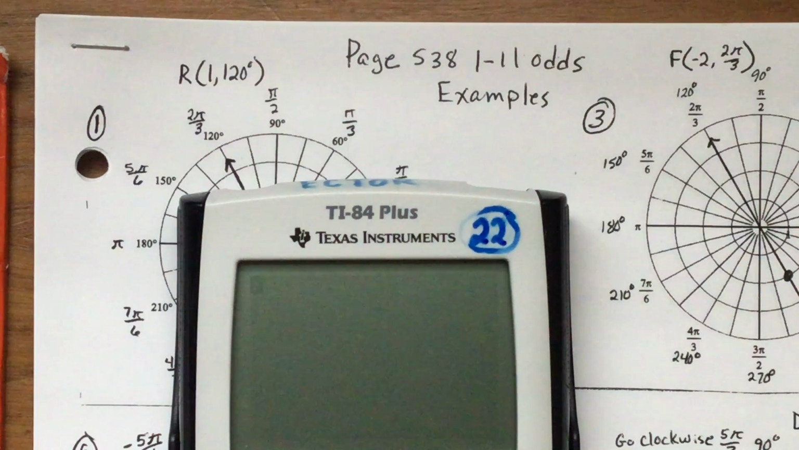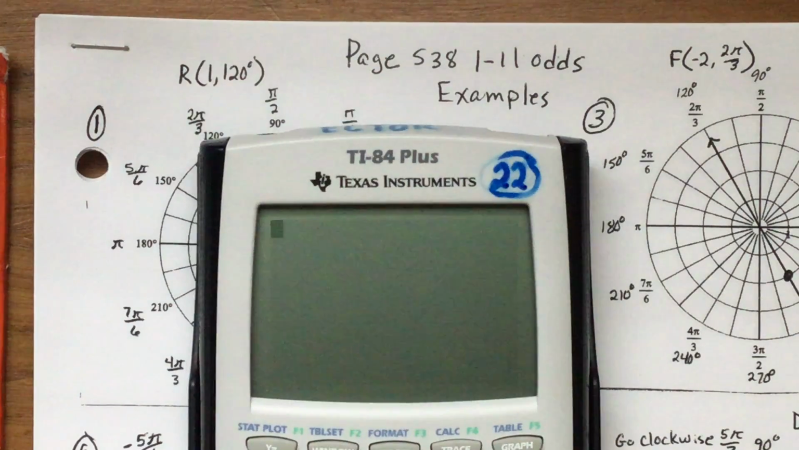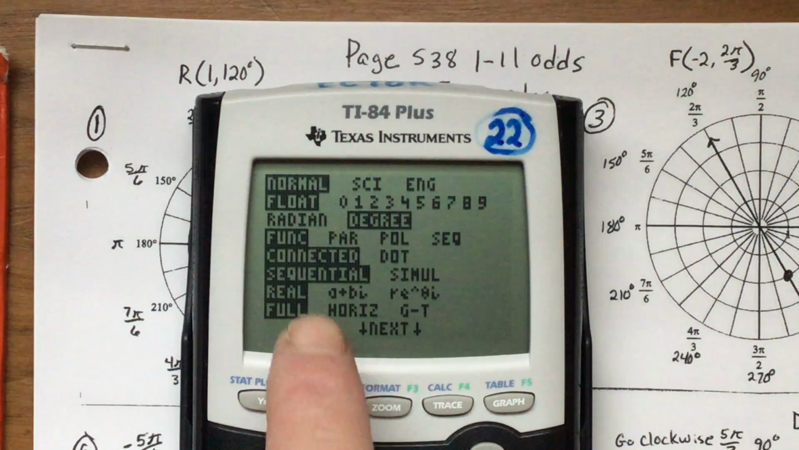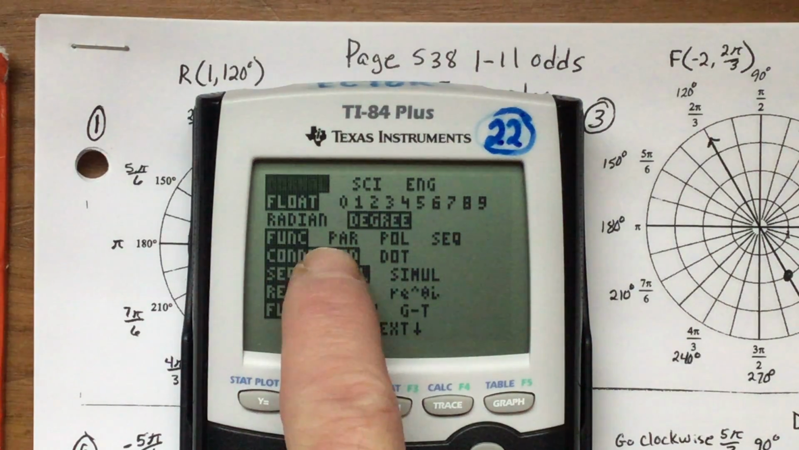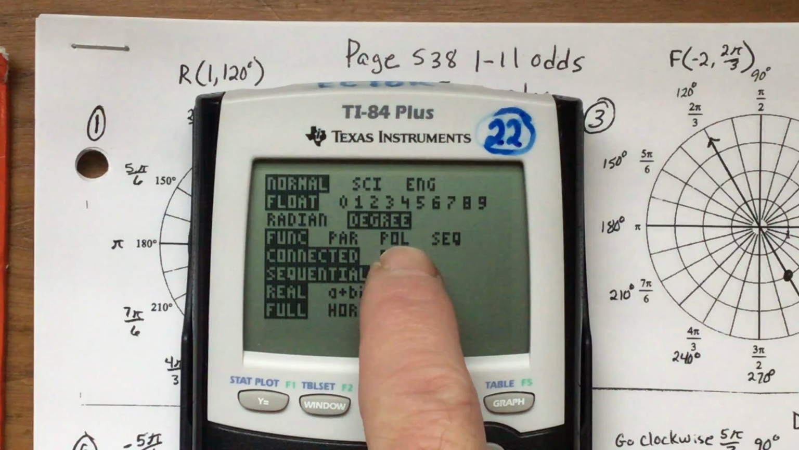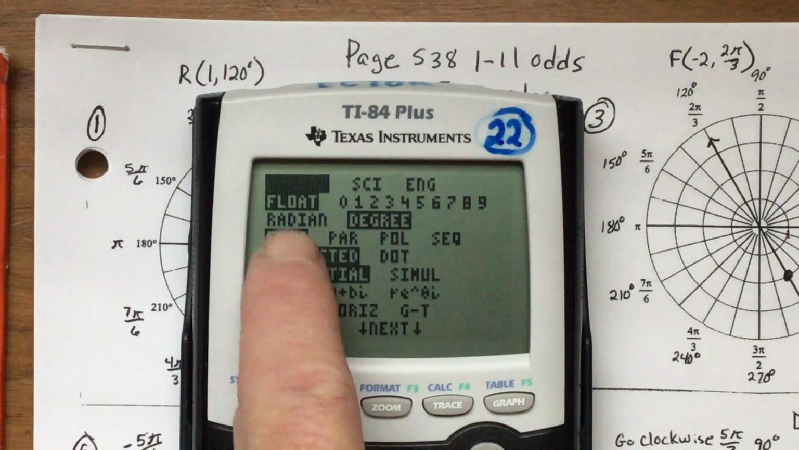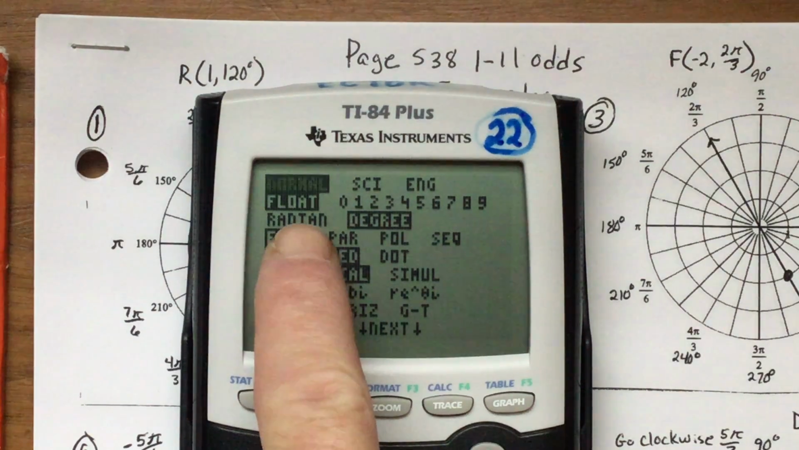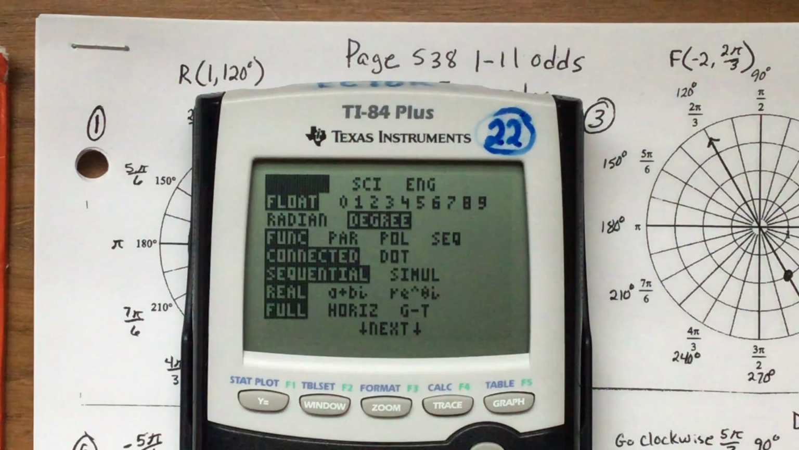So if you need to use your calculator, here's what I want to show you. If you go to mode and you go down here to function, we have function, parametric, polar. That's what we will be working with. And also radian and degrees. In some of your lessons in just a little bit, you'll have to switch back and forth between radian and degree depending on what sort of information they give you to work with.